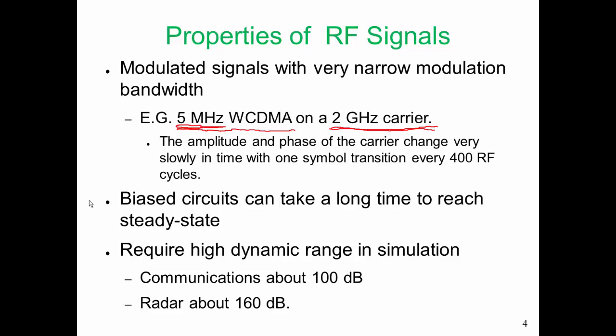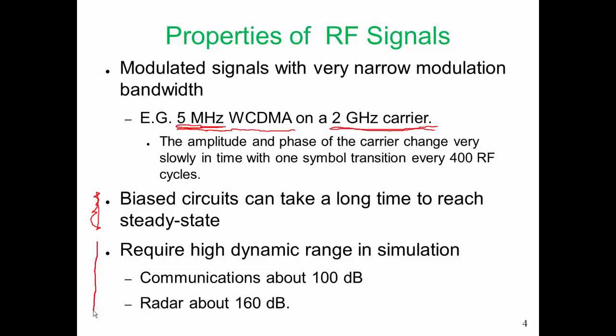Now, some of the things that we are particularly avoiding are situations like this. When we have a biased circuit, it takes a long time to reach steady state. It could take billions of cycles of our carrier before we reach steady state. That is a lot to try and simulate. So by focusing on the steady state response, we are deliberately ignoring this bias circuit setup.